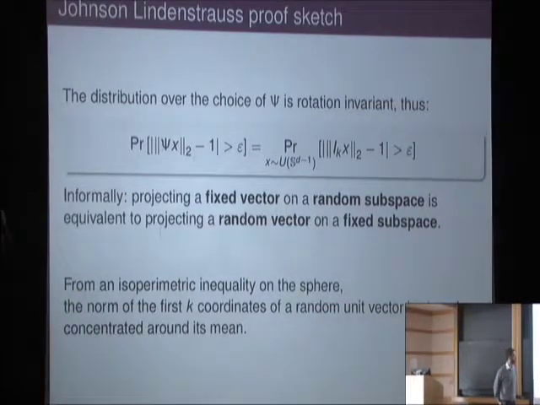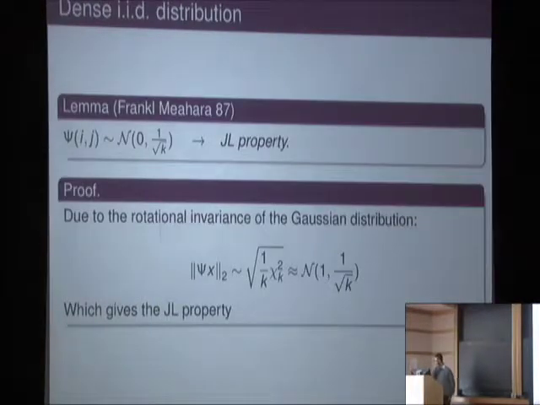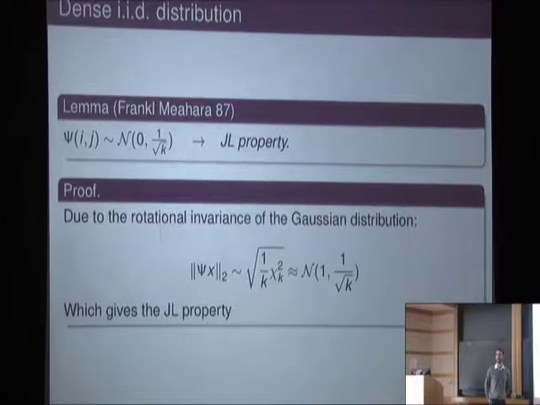But maybe you don't like isoperimetric inequalities and you think this is still a little bit complicated and you want a slightly simpler proof. So a few years later, Indyk and Motwani showed that instead of choosing a uniform subspace, you can just choose each entry in the matrix psi to be independent, IID, with Gaussian distribution. And the proof that this is correct is actually quite simple.